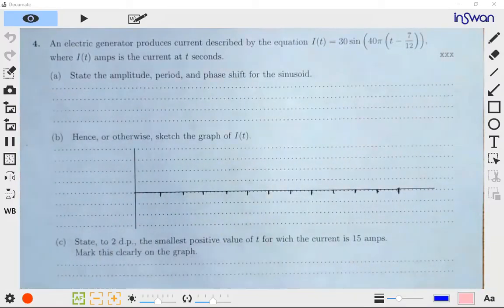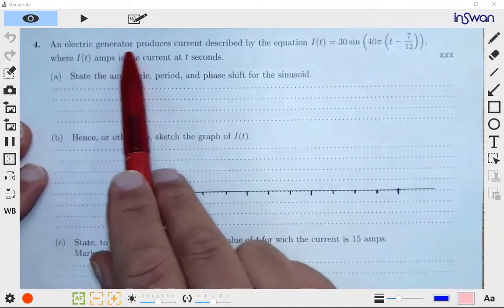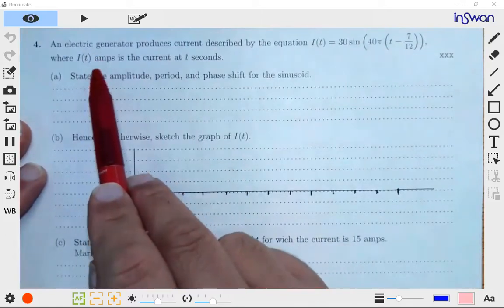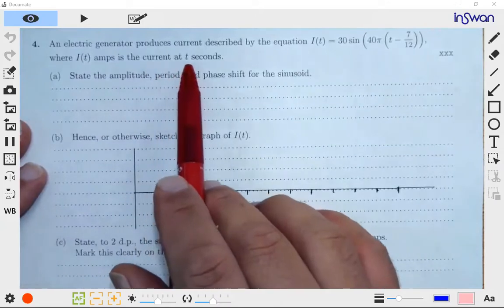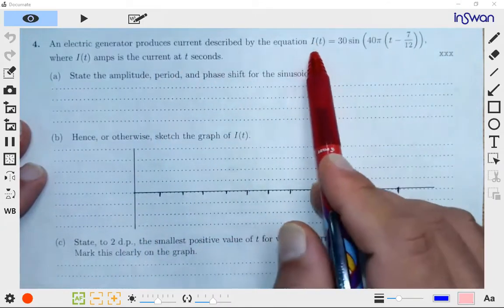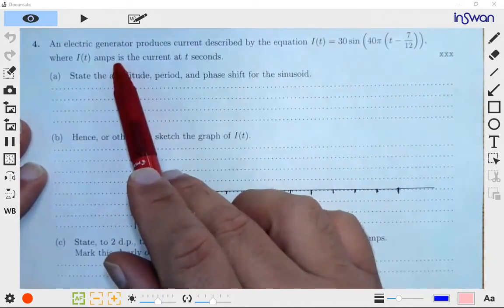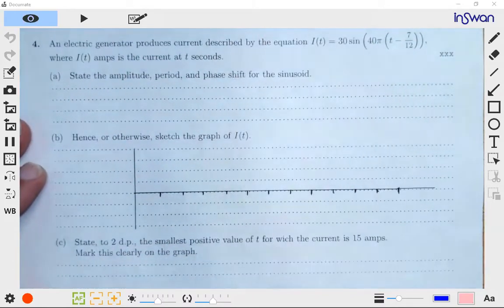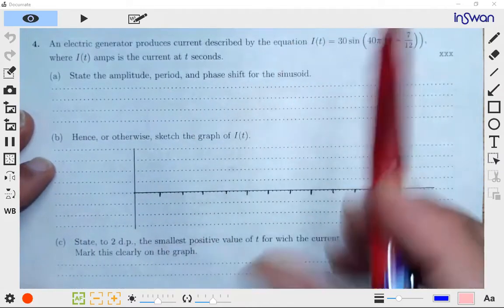Okay, so working with some trigonometry word problems and applications. In this problem, we have an electric generator that produces current described by this equation, where I of t, in amps, is the current at t seconds. So this I of t has units of amps or amperes, and it is the current flowing through this generator at some t seconds. I want to state the amplitude, period, and phase shift for the sinusoid.